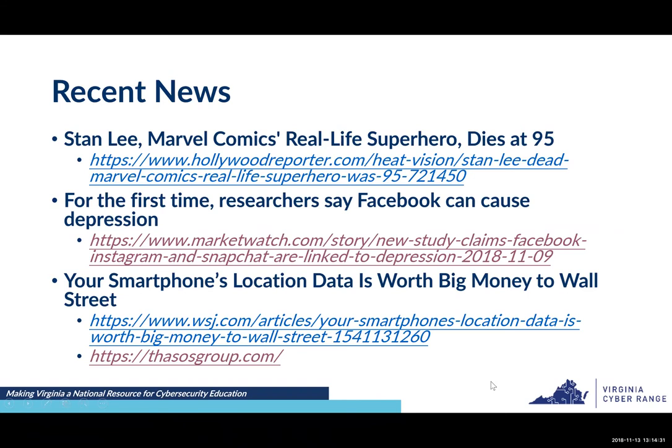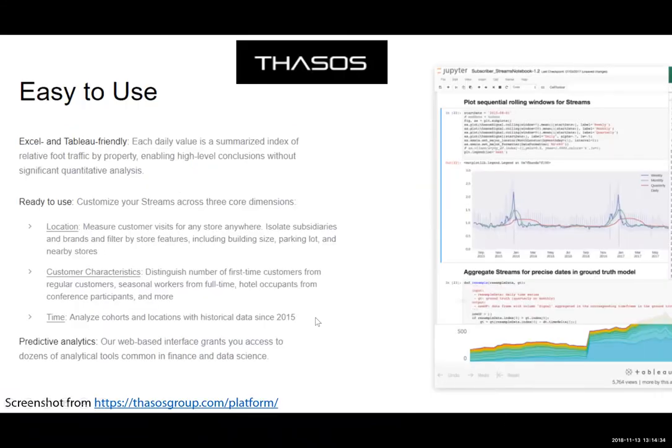Okay, so what might they do with that data? So they talk about customizing your stream. So this is them marketing to customers of this huge repository of location data. Customize your streams across core dimensions, location, measure customer visits to any store anywhere, isolate subsidiaries and branches, and filter by store features, and so on. This is interesting. Customer characteristics: distinguish the number of first-time customers from regular customers, seasonal workers from full-time, hotel occupants from conference participants, and more.